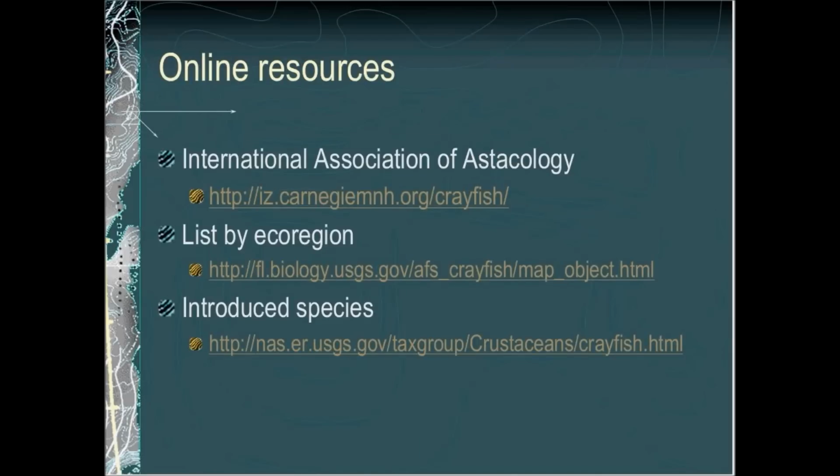Some online resources. This is the Crayfish homepage, and a lot of really good information there. Lists of what species are found in what states. There's a list here by ecoregion that the USGS pulled out. You can actually pull that up, and it will give you the number of species for that ecoregion, and I think even give you location information. And then USGS also has some information on introduced species and where those are. The maps that I showed you earlier for the signal crayfish, the red swamp crayfish, and the rusty crayfish came from this particular website.